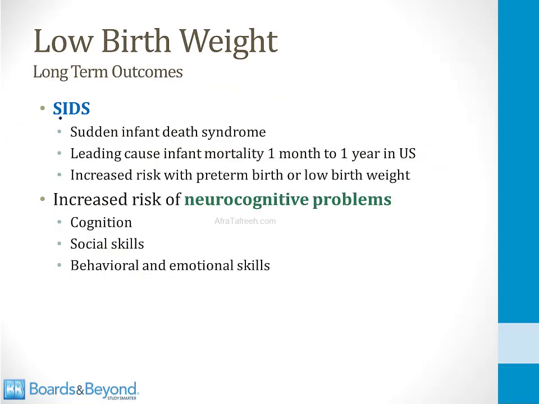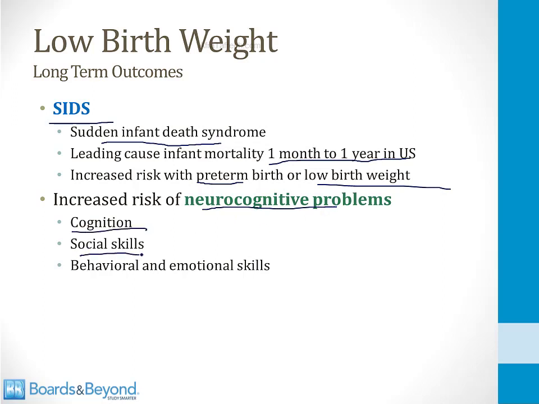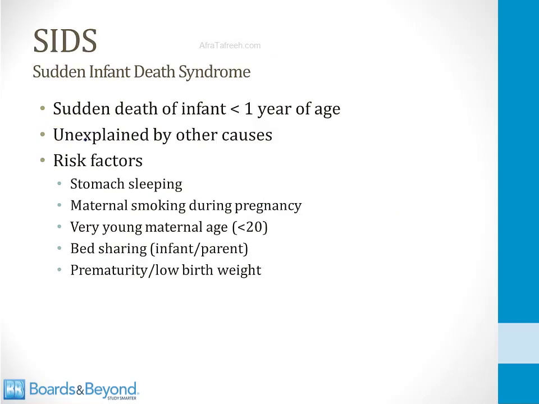Low birth weight babies are also at increased risk for SIDS. SIDS is the sudden infant death syndrome. I'll talk more about it in a second. But for now, just know that it is the leading cause of infant mortality between 1 month and 1 year of age in the U.S., and there's a higher risk of SIDS if a baby is born preterm or with low birth weight. And then finally, children with low birth weight are at increased risk of neurocognitive problems later in life. Compared to children of normal birth weight, there is a higher rate of problems with cognition, social skills, and behavioral and emotional skills.